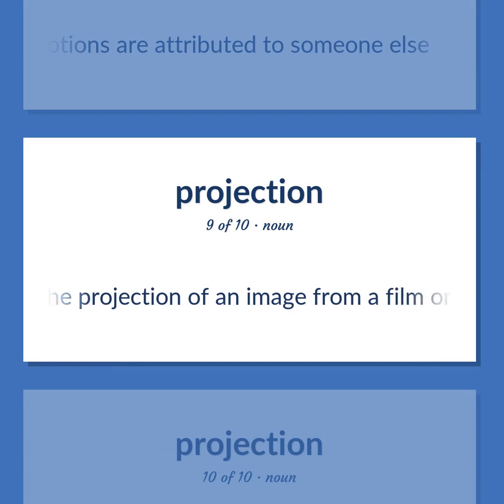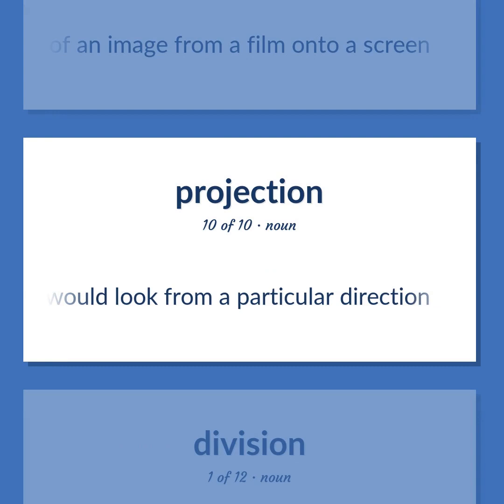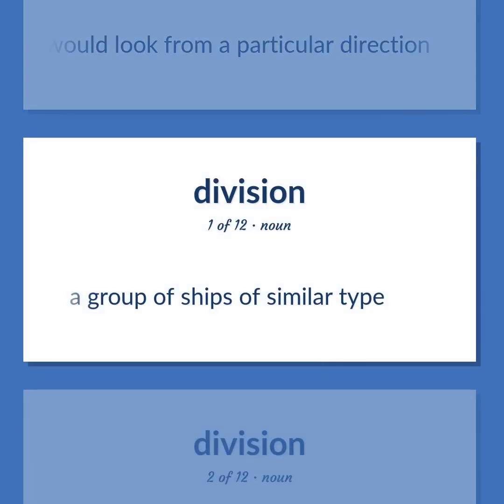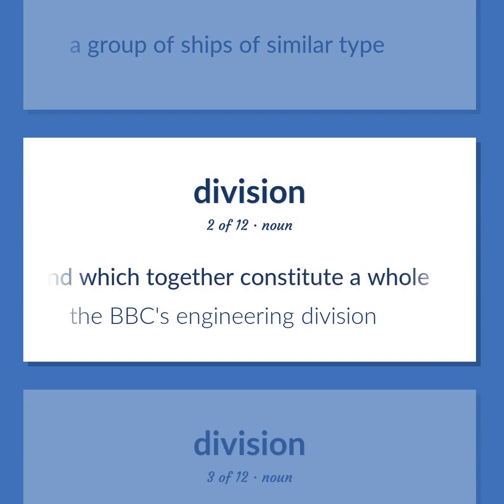The projection of an image from a film onto a screen. The representation of a figure or solid on a plane as it would look from a particular direction. A group of ships of similar type. One of the portions into which something is regarded as divided and which together constitute a whole. The BBC's engineering division.